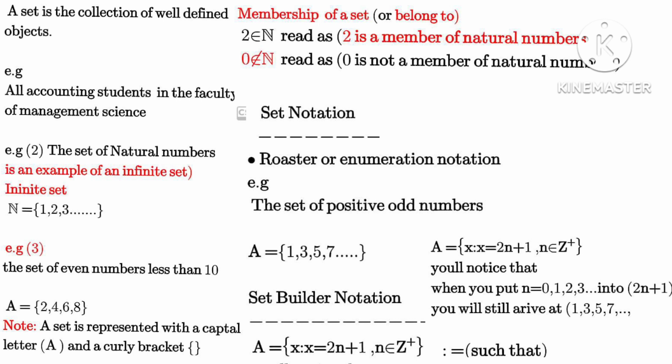But the set builder notation, we represent it using some notation entirely. So we have A equals the set of x, that is how we read it: A equals the set of x such that x equals 2n plus 1 and n belongs to the set of positive integers. That statement there is just what I finished reading out. You'll notice that if you put n equals 0, n equals 1, n equals 2, n equals 3, back into 2n plus 1, you will still arrive at A equals 1, 3, 5 and 7. So that's the difference between the set builder notation and the roster notation.